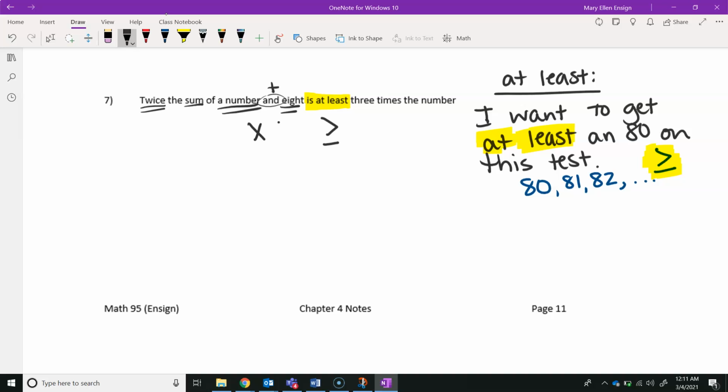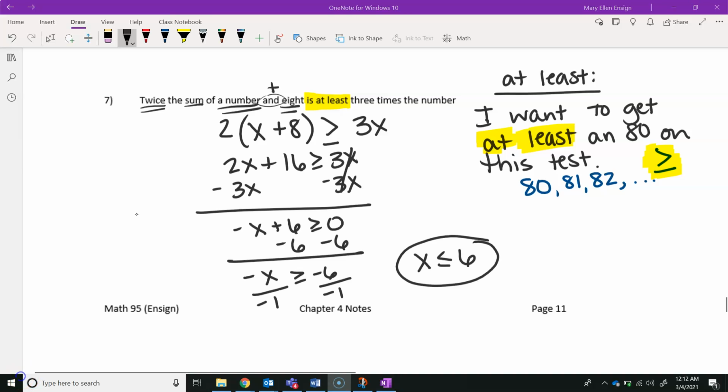So x plus 8, twice the sum of that, is at least 3 times the number. So twice the sum of a number and 8 is at least, greater than or equal to, 3 times the number. Okay, I'm going to pause it and finish the solving. I want you to pause and finish the solving, and then you can come back and check your answer.